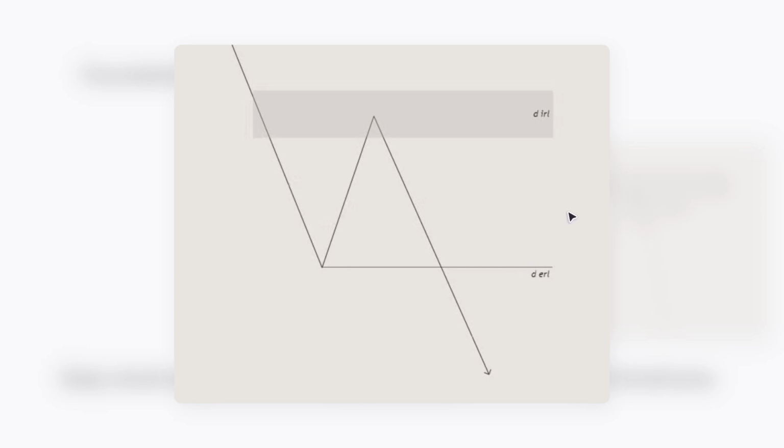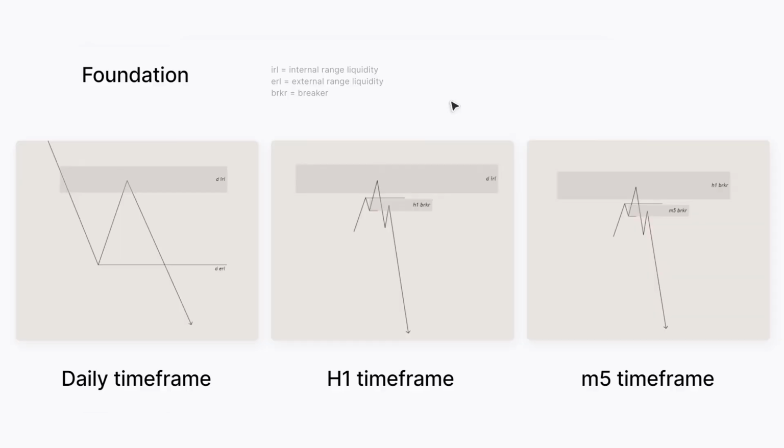Now, don't get me wrong, I know y'all love taking stuff out of context. I say we target external range liquidity. I did not say you keep holding your trade until we hit external range liquidity. You don't need to hold the position all the way there. Just take a small piece of the pie. Don't be greedy.